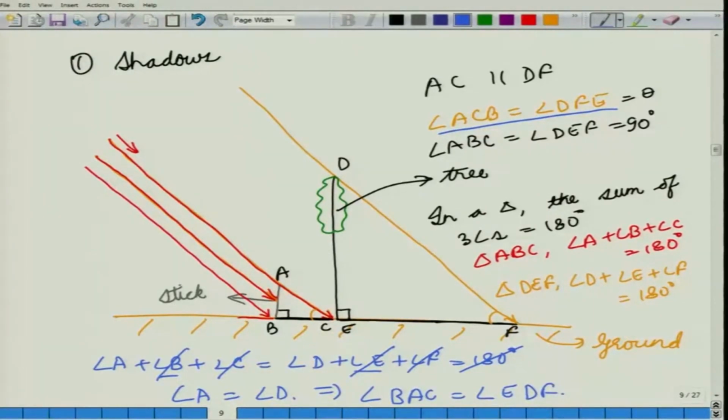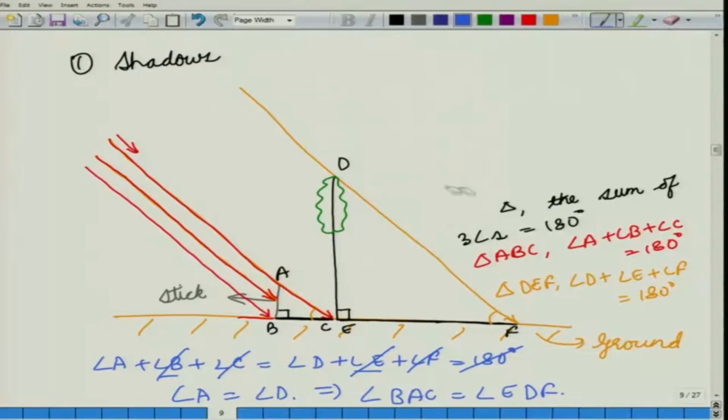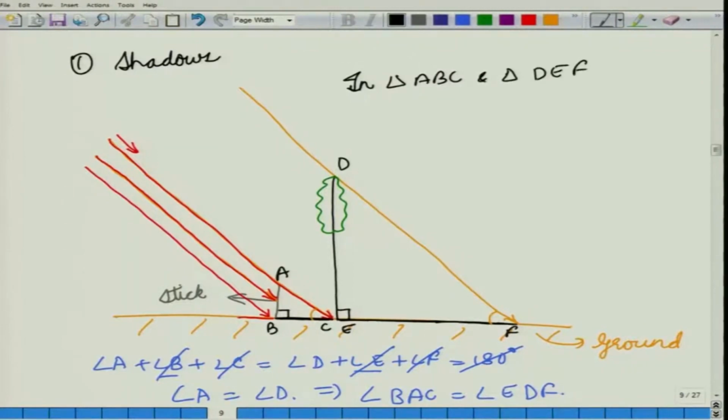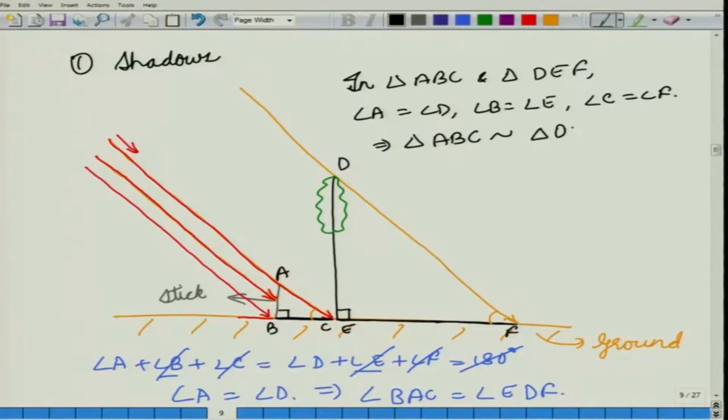So, let us now again consider these triangles. We have seen that in triangle ABC and triangle DEF, angle A is equal to angle D, angle B is equal to angle E and angle C is equal to angle F, which implies that triangle ABC is similar to triangle DEF.